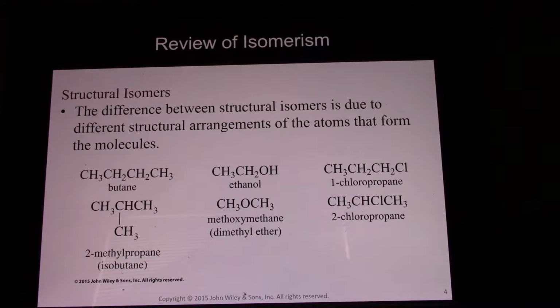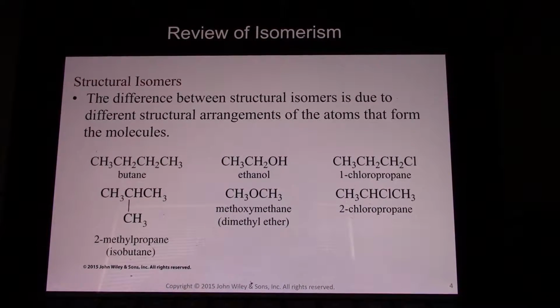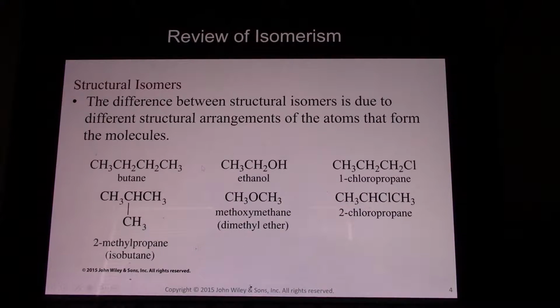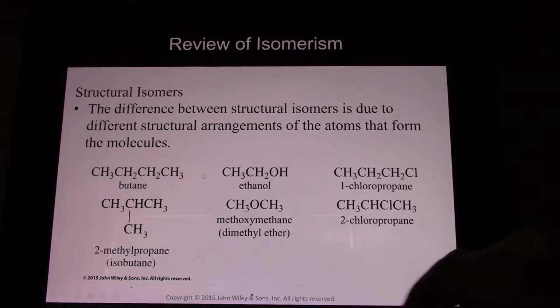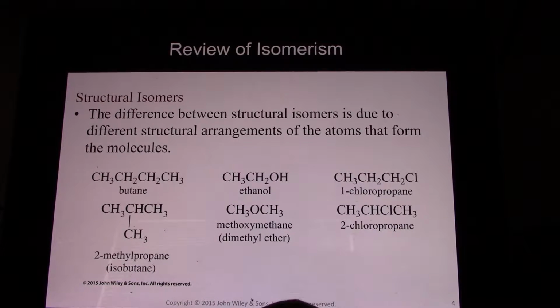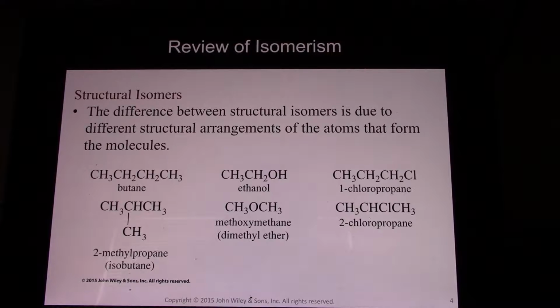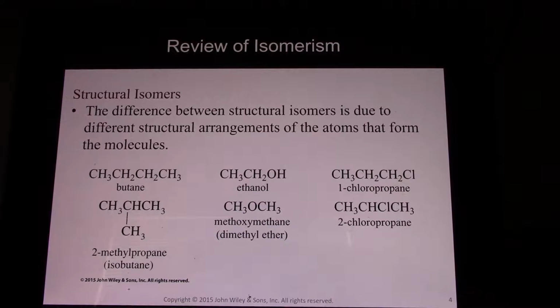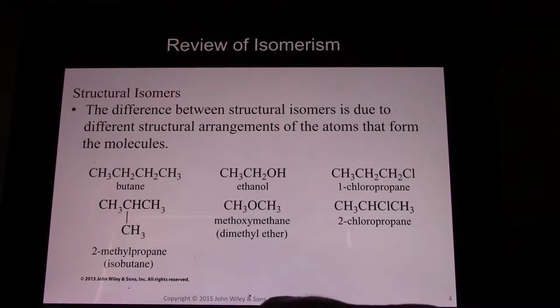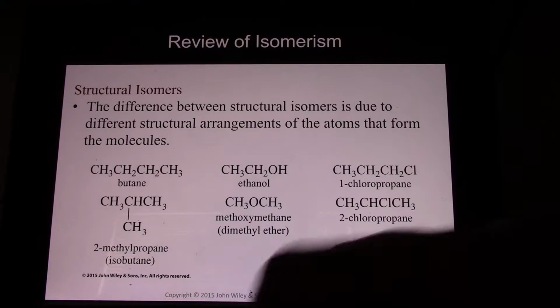So here we see structural isomers of butane. You have butane and isobutane, and they both have 4 carbons and 10 hydrogens. So they're both C4H10, but the actual atoms are connected in a different way. Whereas in butane you have 4 carbons connected in a row, in isobutane you have 3 carbons and 1 branching off. That makes them structural isomers. The actual atoms are connected in a different order in the 2 cases.